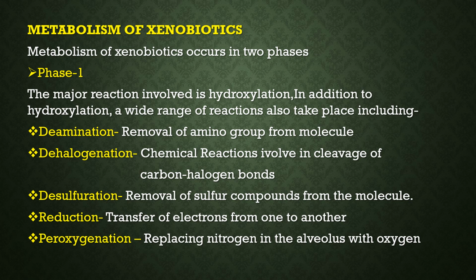Metabolism of xenobiotics. Metabolism of xenobiotics occurs in two phases. Phase 1. The major reaction involved is hydroxylation. In addition to hydroxylation, a wide range of reactions also take place, including deamination, dehalogenation, desulfuration, reduction, and peroxygenation.